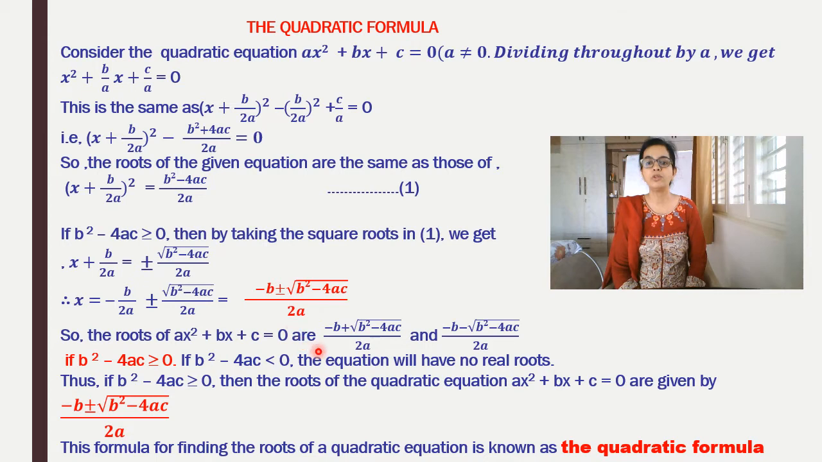Now the roots of the equation, which equation? The quadratic equation ax squared plus bx plus c is equal to 0 are, one is minus b plus root of b squared minus 4ac upon 2a, and the other is minus b minus root of b squared minus 4ac upon 2a. So one is in plus form and another is in minus form.